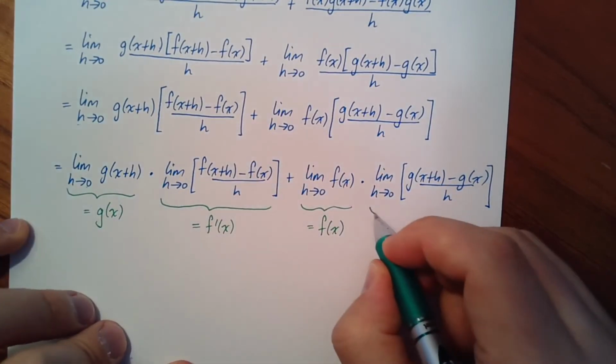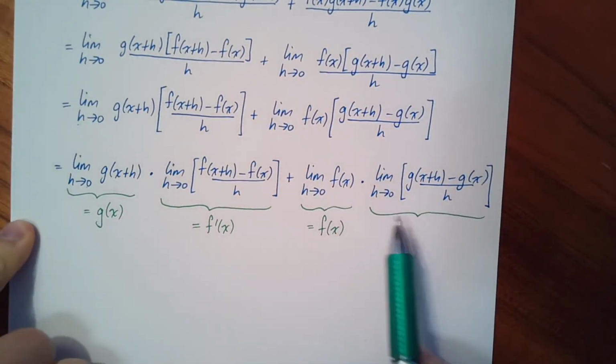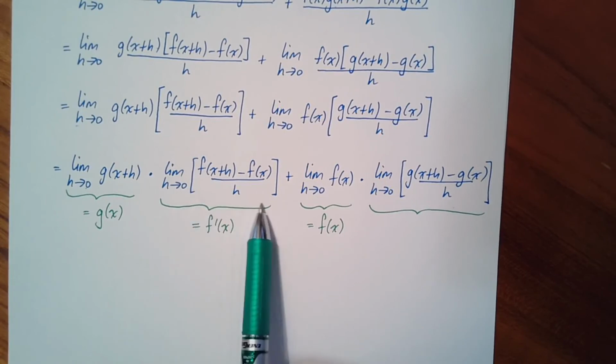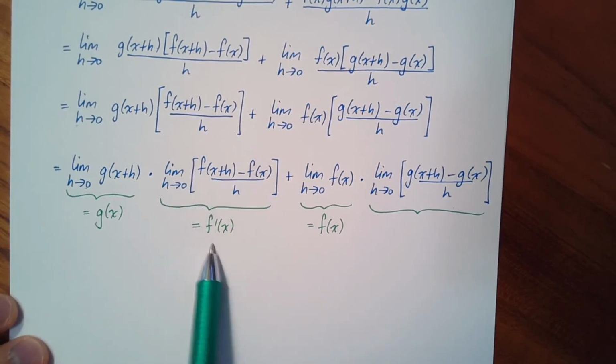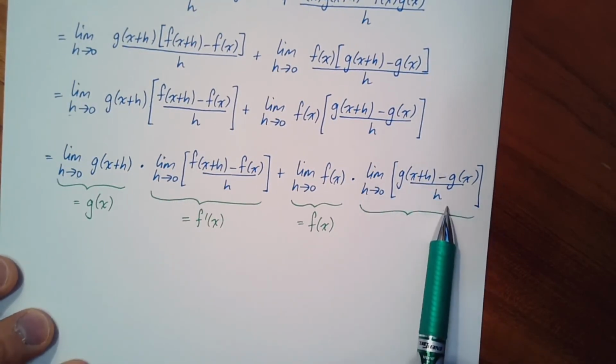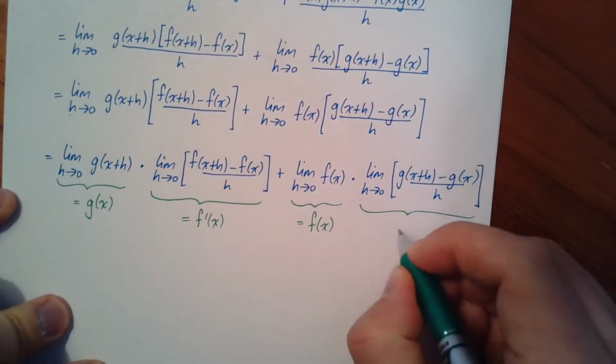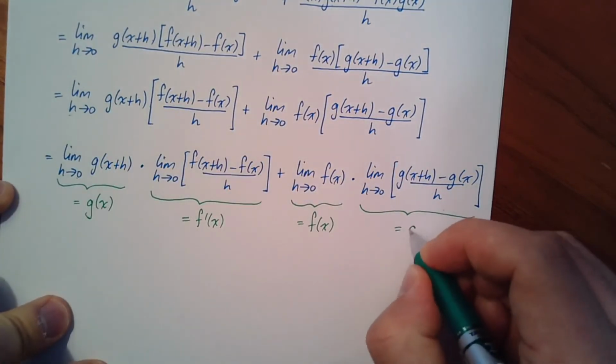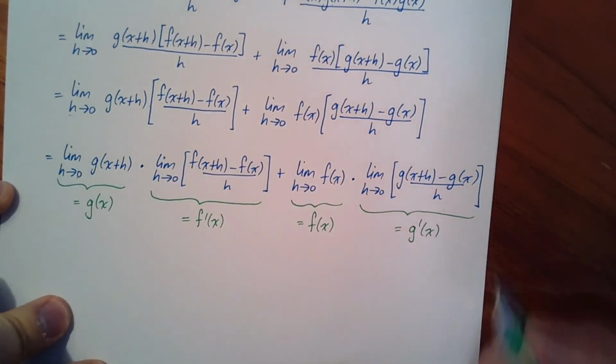And then finally, what do we have here? It's the same idea we applied over here, right? This gave us f prime. This is going to give us g prime. It's the same expression, just with the function g instead of f. So this is g prime of x.